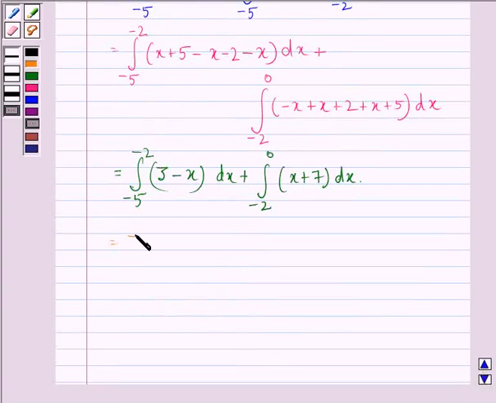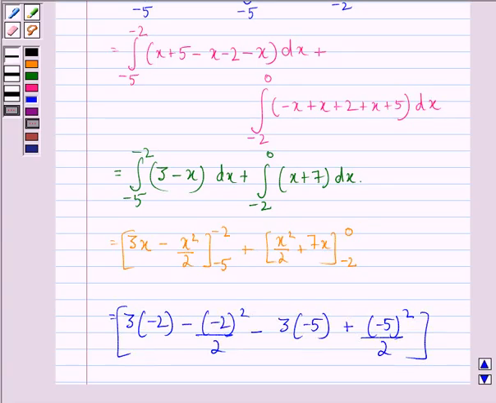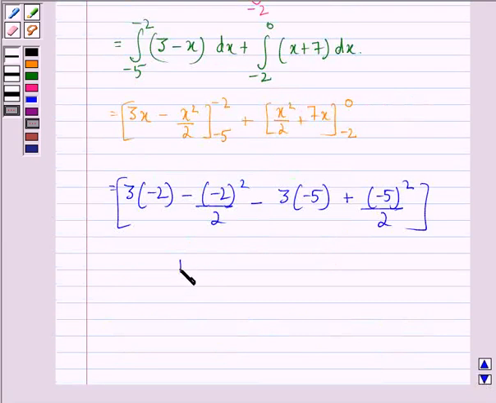This is equal to 3x minus x squared by 2 where limit goes from minus 5 to minus 2, plus x squared by 2 plus 7x where limit goes from minus 2 to 0. This is equal to 3 into minus 2 minus minus 2 the whole square by 2, minus 3 into minus 5 plus minus 5 the whole square divided by 2, plus. Now when we put x equal to 0, this becomes 0. So we have minus sign here. We have minus, minus 2 the whole square by 2 plus 7 into minus 2.